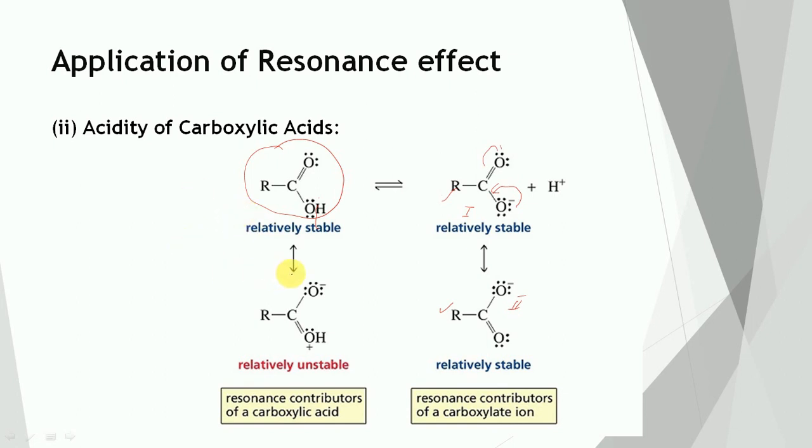If we look at the resonating structure for the carboxylic acid, the positive charge appears on this oxygen and negative charge appears on this oxygen. So the contribution of this structure is very small, meaning there are very few chances of resonance. The carboxylate ion is more stabilized by resonance, so the equilibrium shifts toward this side. So these are the factors behind the acidity of carboxylic acids.